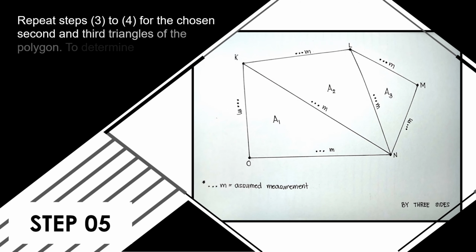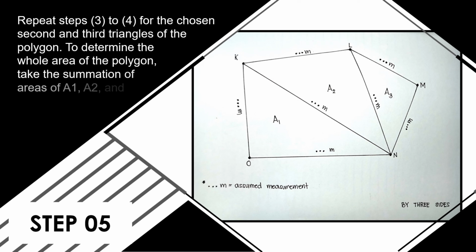Step 5. Repeat the steps from 3 to 4 for the chosen second and third triangles of the polygon. And to determine the whole area of the polygon, take the summation of areas of A1, A2, and A3.